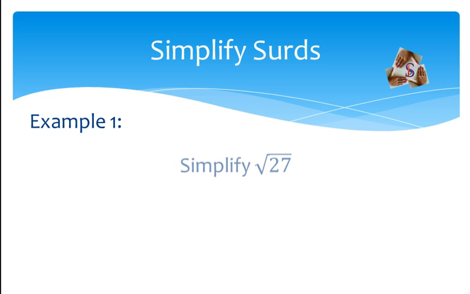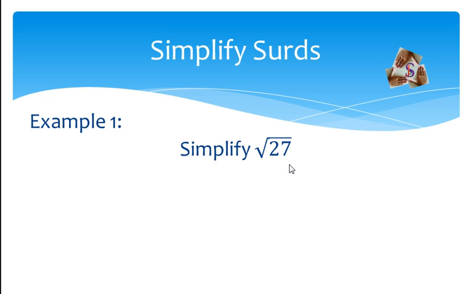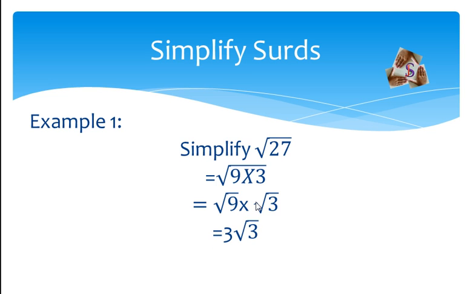Example 1, simplify root 27. So it is root over, my highest perfect square there is 9. So it's root over 9 into 3. Applying my law of exponents, I can break it and write it as root 9 into root 3. Root 9 is 3 into root 3. So that's equal to 3 root 3. So step 1 was breaking into its factors. Step 2 was applying the law of indices. Step 3 is simplification.